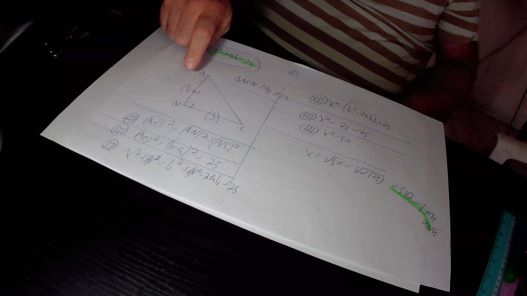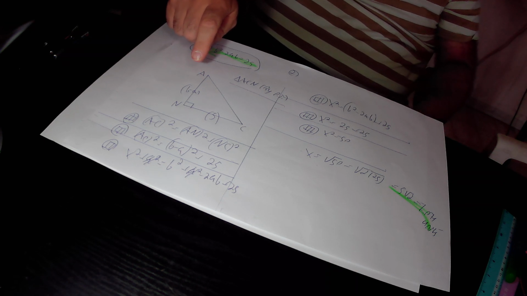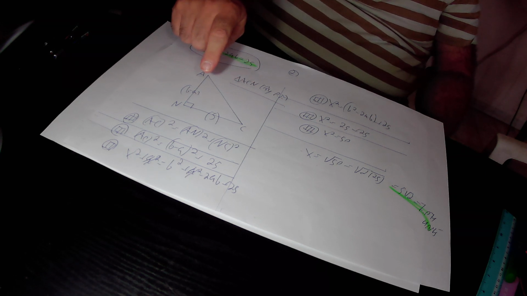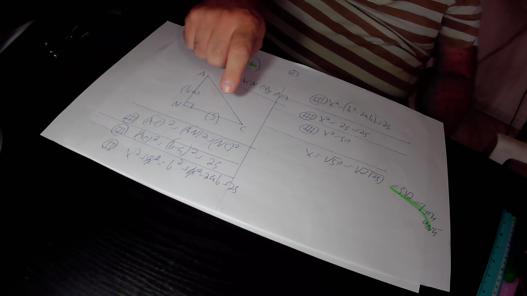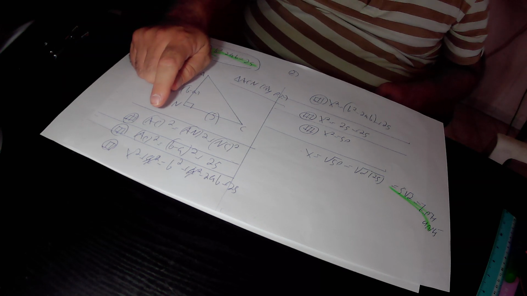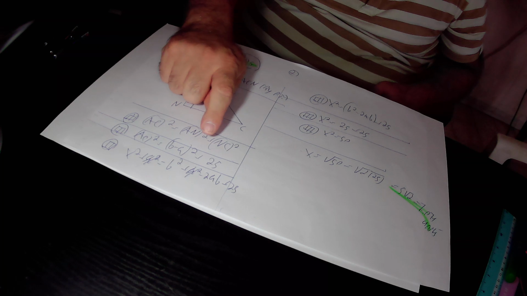AN is B minus A, therefore AN squared is (B minus A) squared, plus NC squared. NC is 5, therefore NC squared is 5 squared, that is 25. So in total, according to equation 3, AC squared equals (B minus A) squared plus 25.